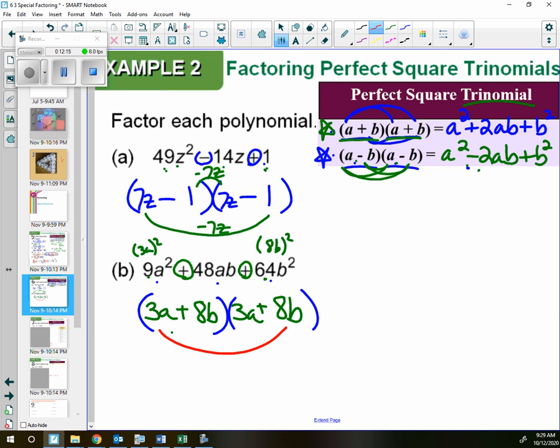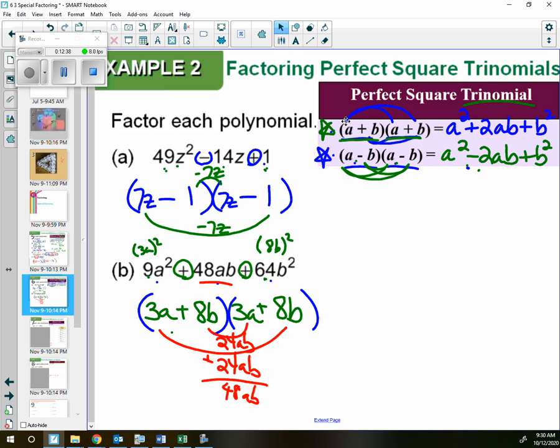So 3 times 8 would be 24ab, and then another 3 times 8 would be another 24ab, and we add those up, we get our 48ab. I have that middle term that I was looking for. So it's something to watch for. If you just did normal factoring and thought, what are all the ways I multiply to 9 and 64 and did everything, you'd eventually get there, but you might be more efficient if you do it this way.